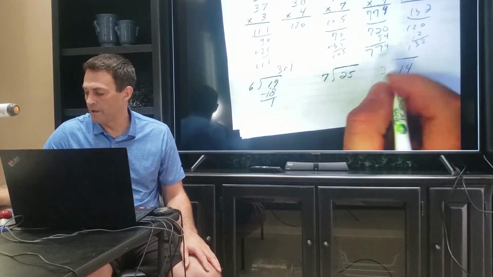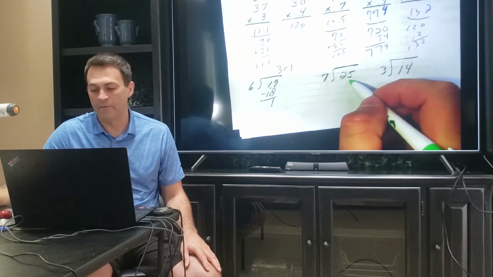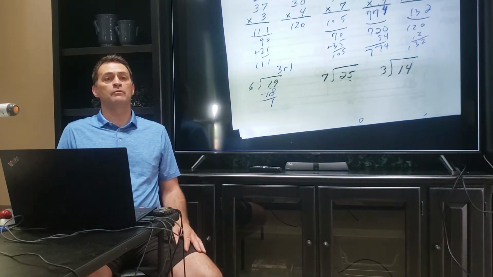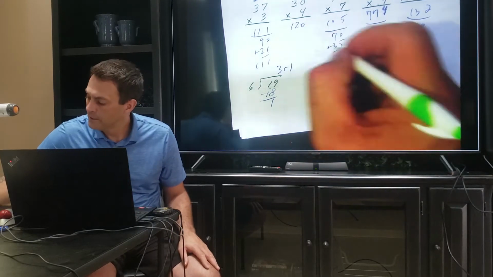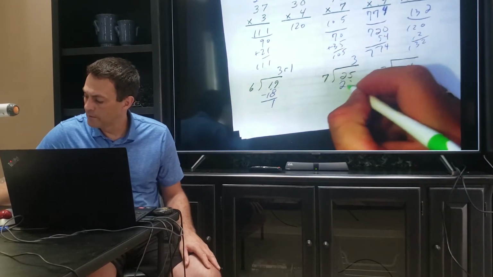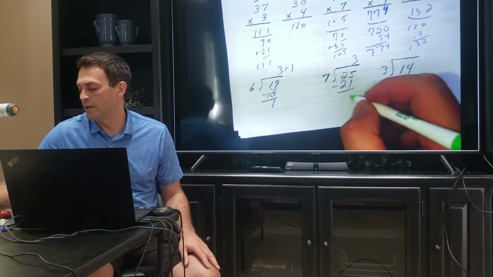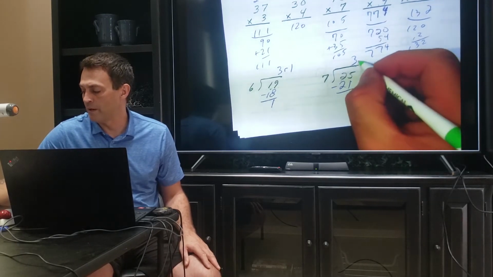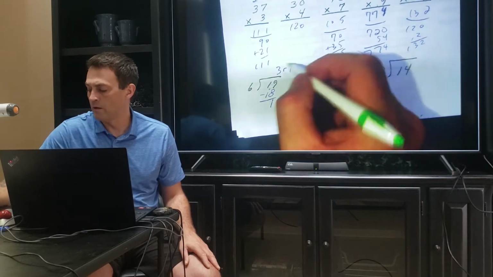All right, 7 into 25. 7 can't fit into 2, so we got to make it fit into 25. 7 times 4 is 28, so that's too big. So let's go 7 times 3. 7 times 3 is 21. 25 minus 21 is 4. 7 can't go into 4, and there's no number to make 4 bigger. So that's our remainder. 3 with a remainder of 4.